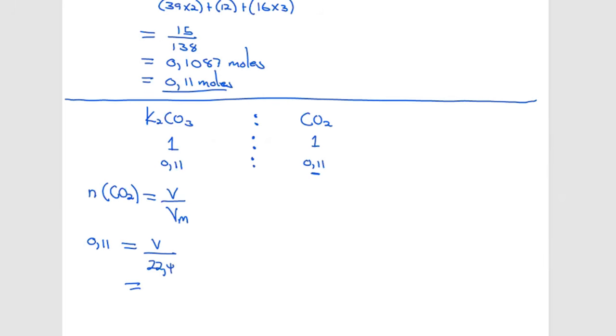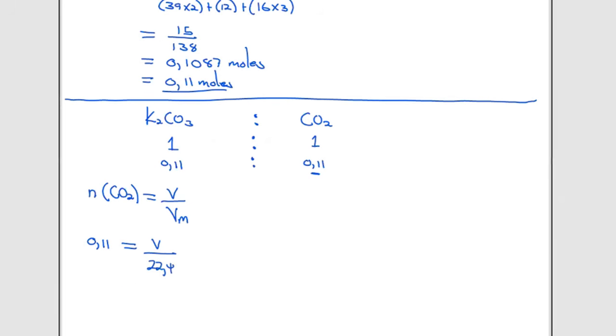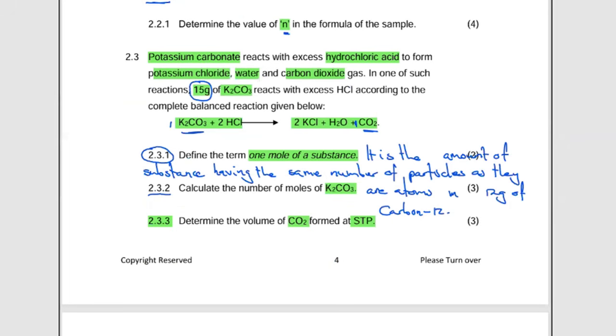Therefore, to make V the subject of the formula, I'm going to say V is equivalent to 0.11 multiplied by 22.4, right? So my final answer there, I'm going to get a value of what? 2.46. And then the units of measurement, remember they are in what? dm cubed. Then that's how we attempt our question for 2.3.3.